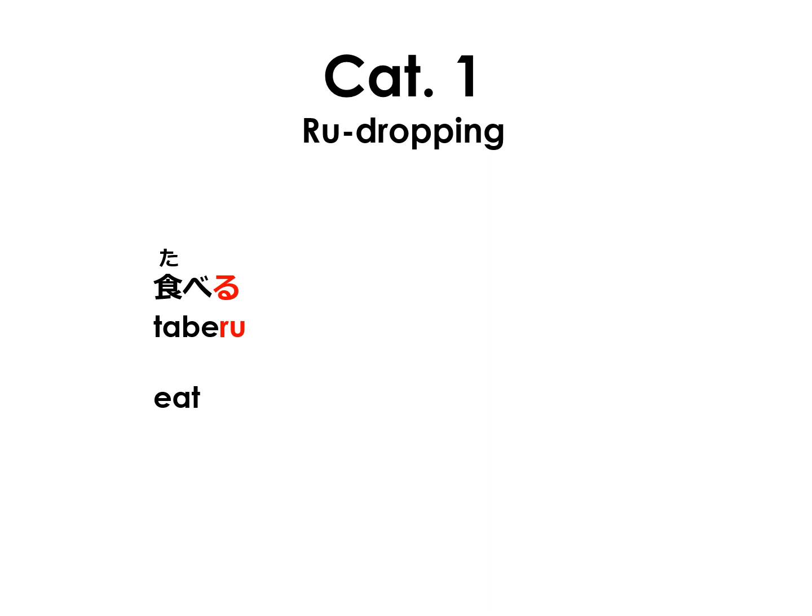However, if you start off from the dictionary forms, you need to remember a few things, depending on the category of the verb. If it's a Category 1 verb, simply drop the ru, and what's left is the conjunctive form. For example, the verb taberu, which means to eat. Drop the ru, what's left is tabe, and that's the conjunctive form.